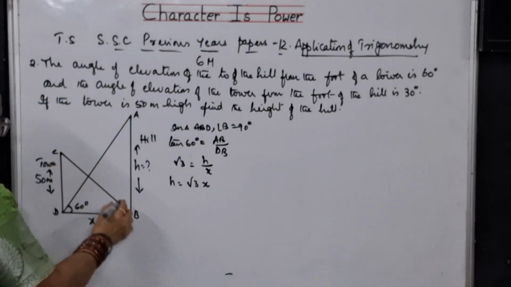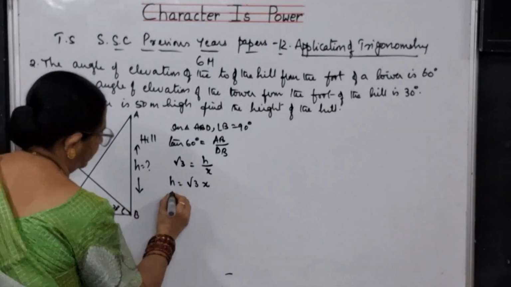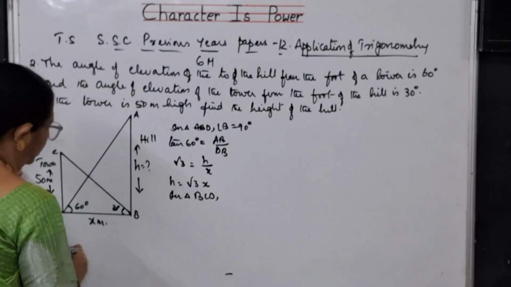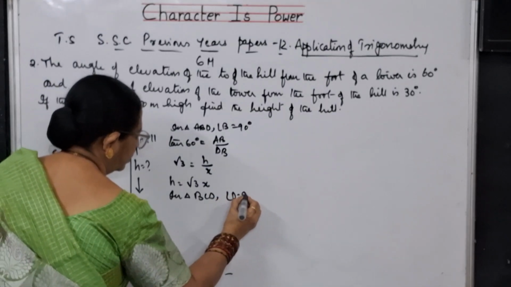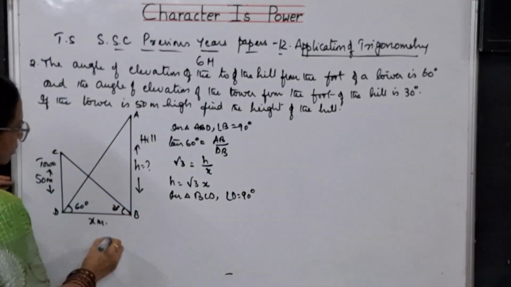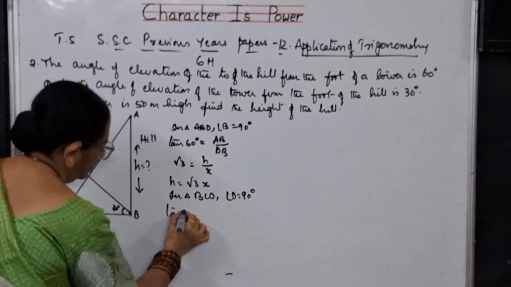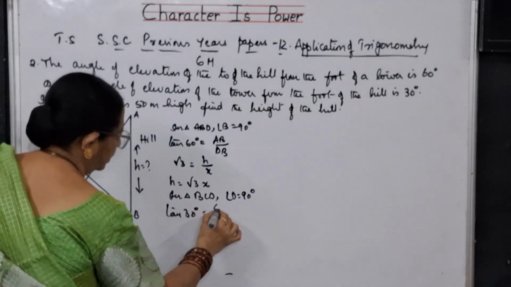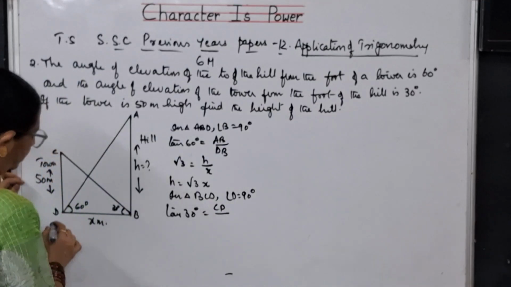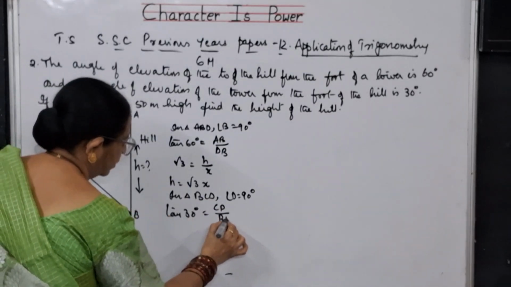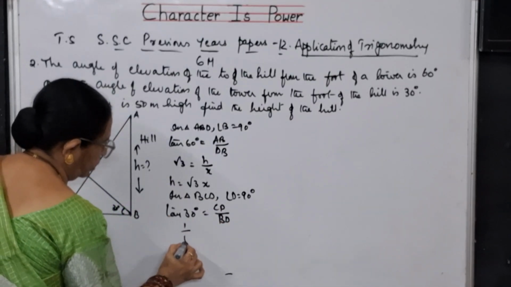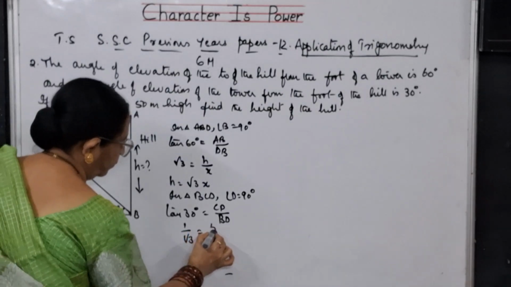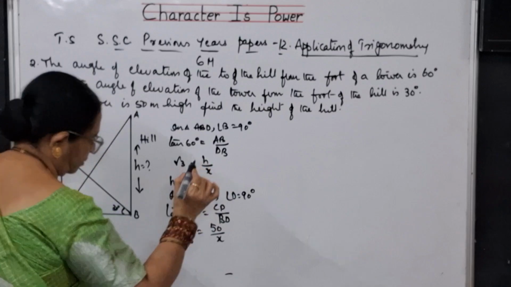Now we go to another triangle. In triangle BCD, angle D is equal to 90 degrees. So tan 30 degrees is equal to CD by BD. Tan 30 means 1 by root 3 is equal to CD, which we have given as 50, by x.